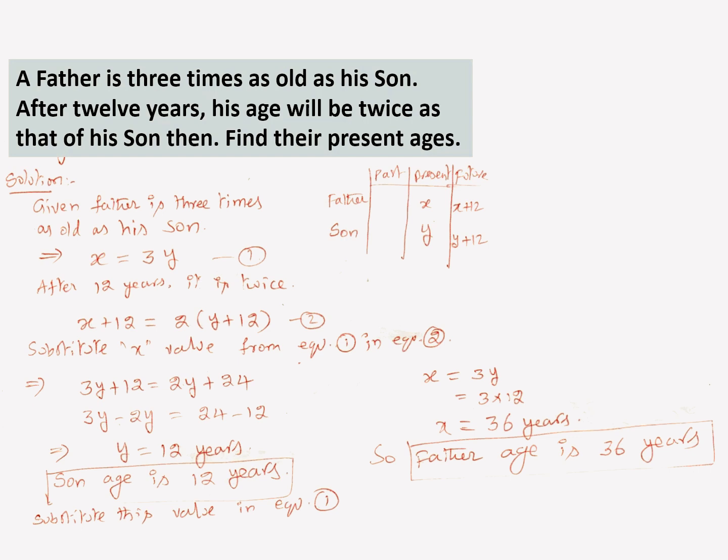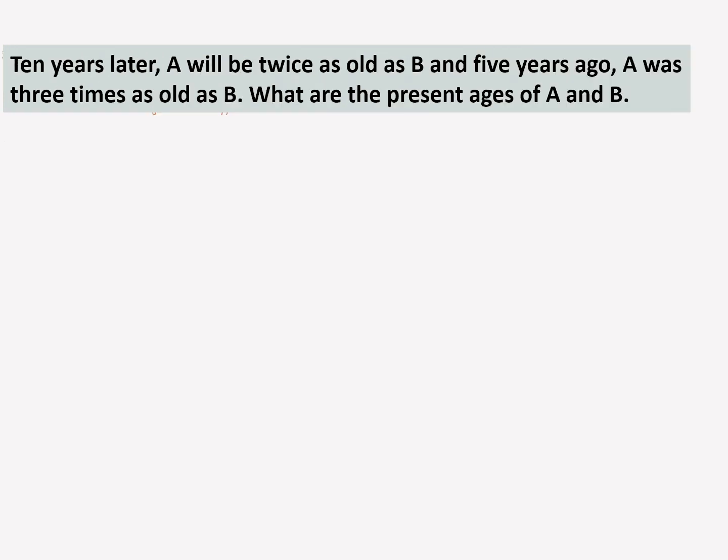So this is the simplest way we need to solve this. This table will help a lot in confusing problems related to age. So better first make the table, then you can get the equations based on the given conditions in the problem. Let us see another problem.